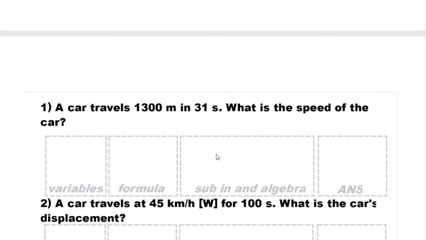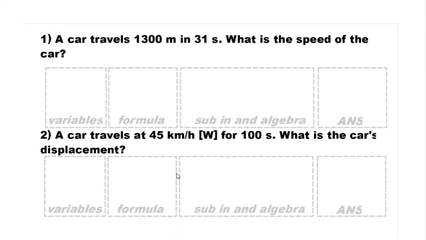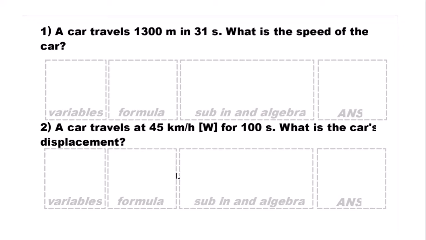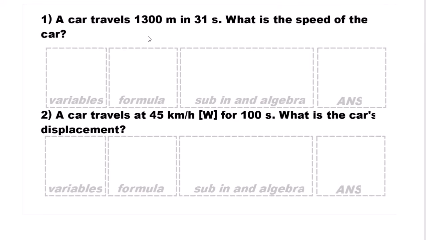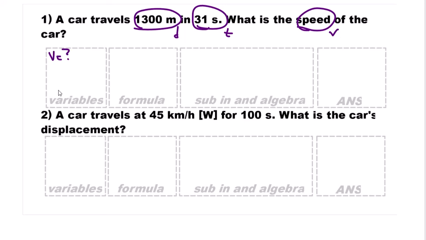Let's go through a couple of examples. So a car travels 1,300 meters in 31 seconds. What's the speed of the car? So let's start by picking out what these numbers are. So this number is in meters, so that is a distance. Takes 31 seconds. That's a time. And then I'm looking for the speed of the car. So my speed is what I'm trying to solve for.